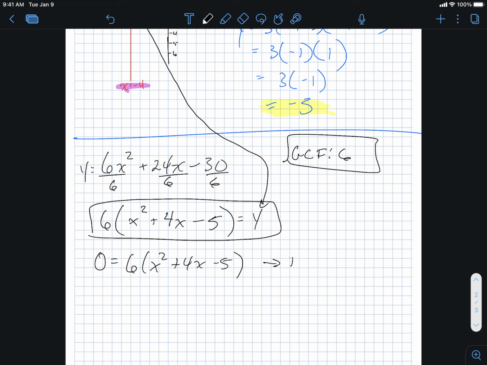I'm going to say find x-intercepts. How do we do that? Factor. All right, so we're going to need two numbers that multiply to -5, add to 4.